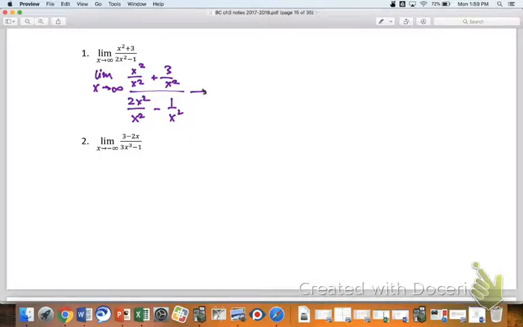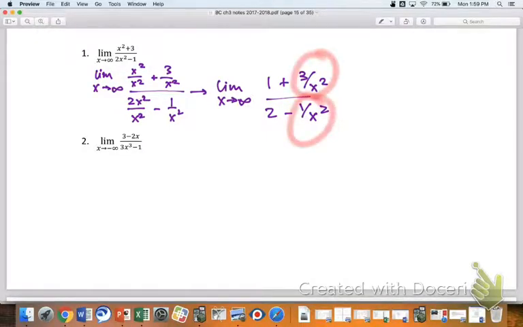This would lead me to a slightly different looking limit here. So I'd do a bunch of canceling. I'd end up with 1 plus 3 over x squared over 2 minus 1 over x squared. And this is where that little idea with the top being held constant, denominator getting huge, comes into play. Because as x goes towards infinity, what's going to happen with this and this? Both heading towards 0, right? Because the constant is in the numerator, denominator is getting gigantic. You end up with 1 plus 0 over 2 minus 0. We end up with equals 1/2.